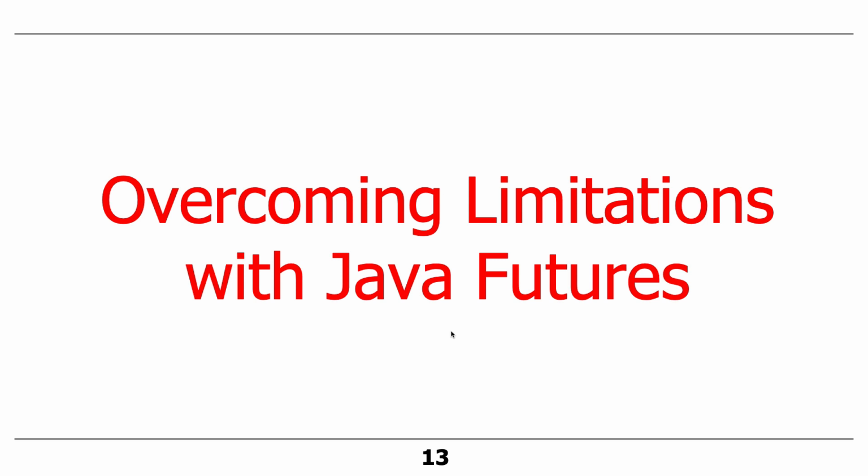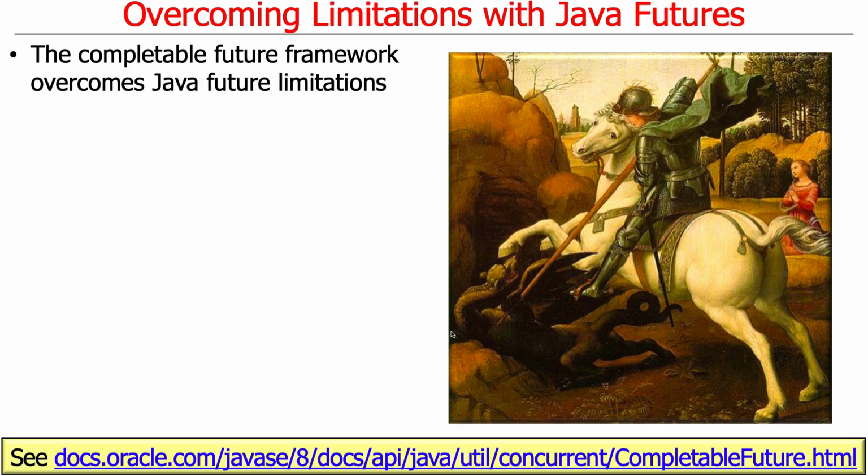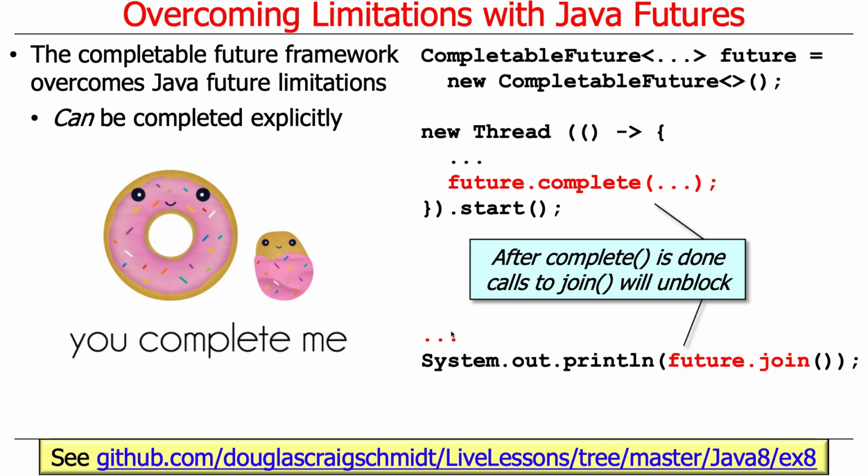All right, now that we've talked a little bit about completable futures, and I've given you just a taste of what they do, let's briefly go through how they overcome limitations with the Java futures we talked about before. One thing you can do with a completable future is, as the name suggests, complete it. Here's a simple example. We'll look at this example in more detail later, but we create a completable future that has no computation associated with it whatsoever. We just have a future that's uncompleted.